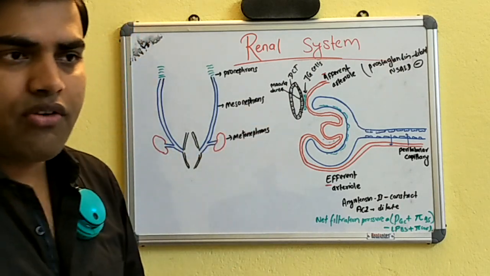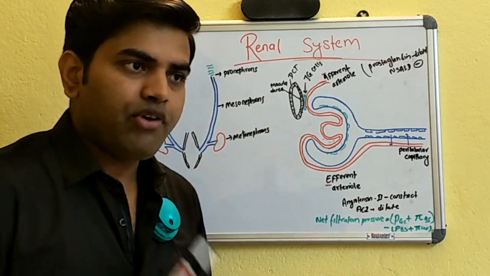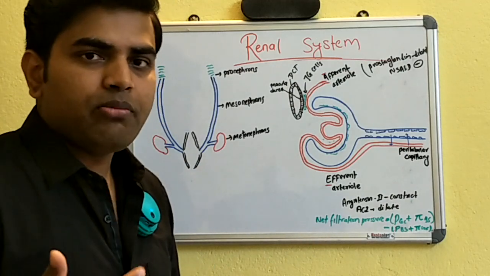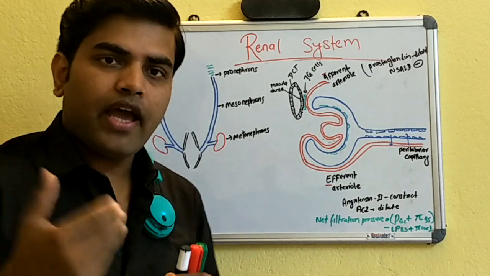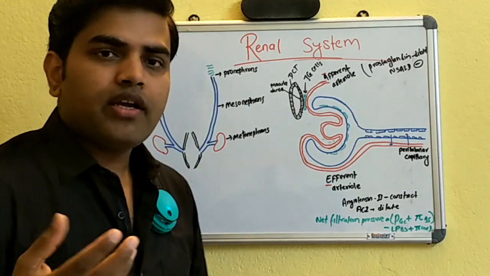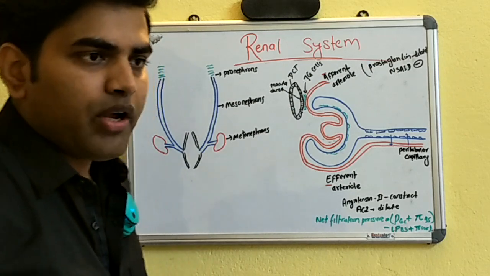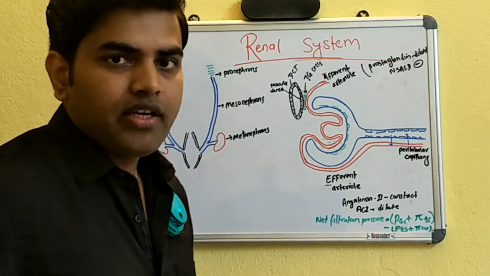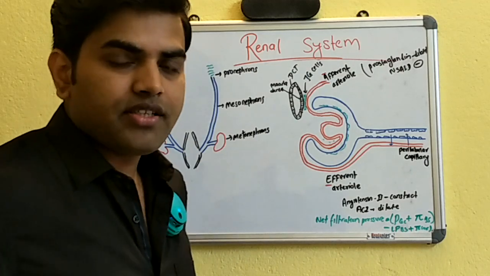The renal system is one of the important systems and a favorite of mine. Today we will be discussing the anatomy of the renal system. Normally the kidney lies from T12 to L3. This is the location where it lies, in the lumbar region.